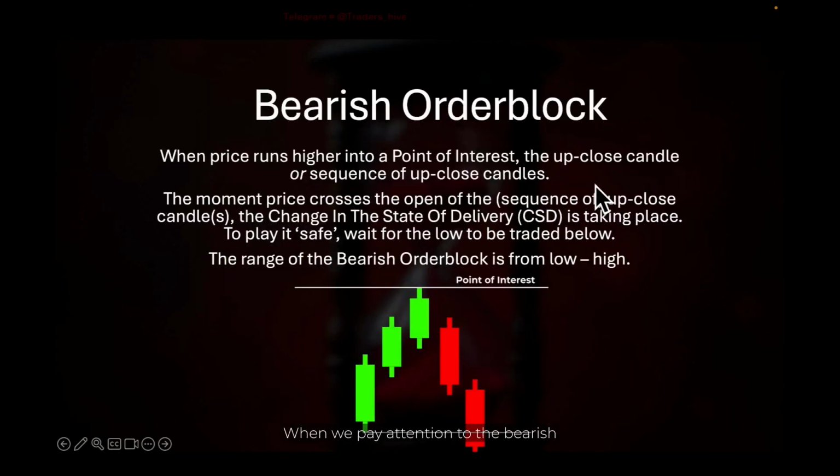When we pay attention to the bearish order block then, this takes place when price runs higher into a point of interest, and the up close candle or sequence of up close candles that forms is your bearish order block.